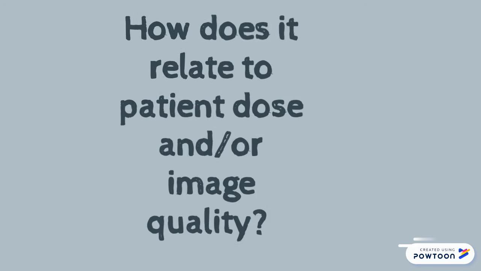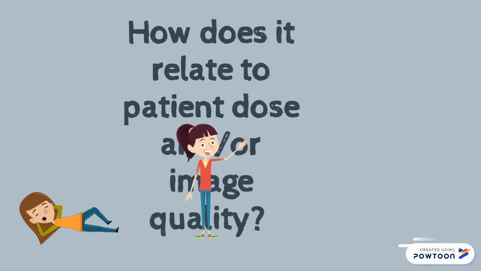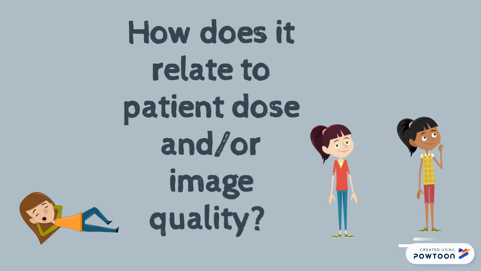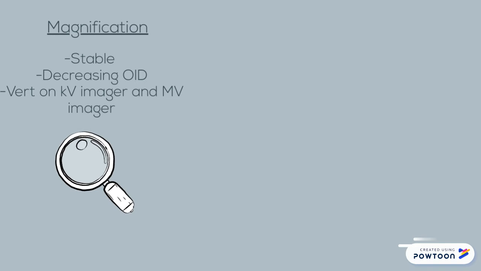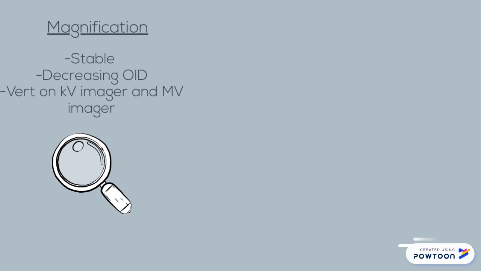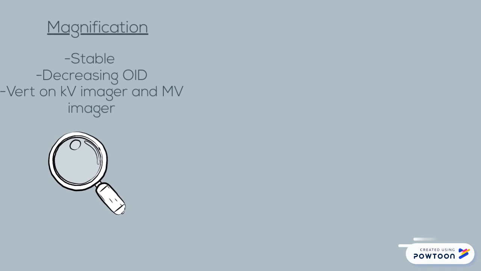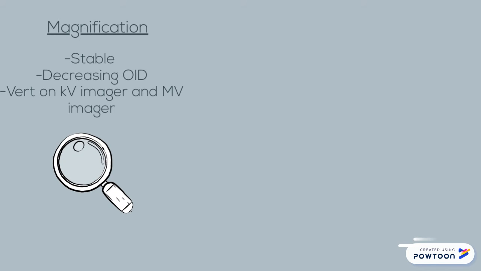Now let's get to the point. How does distortion relate to the patient dose and/or image quality? Although some magnification is possible in rad therapy, it is kept to a minimum due to the stable position of the source and image receptor, kV and MV, on the linac.